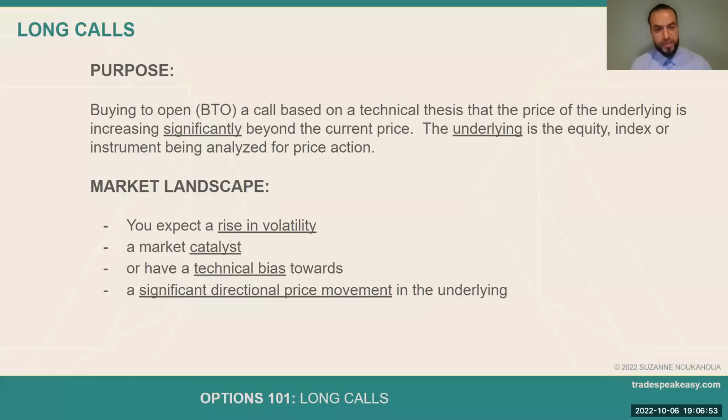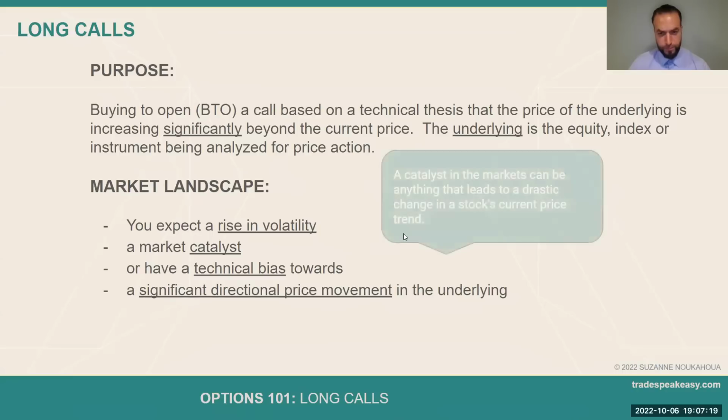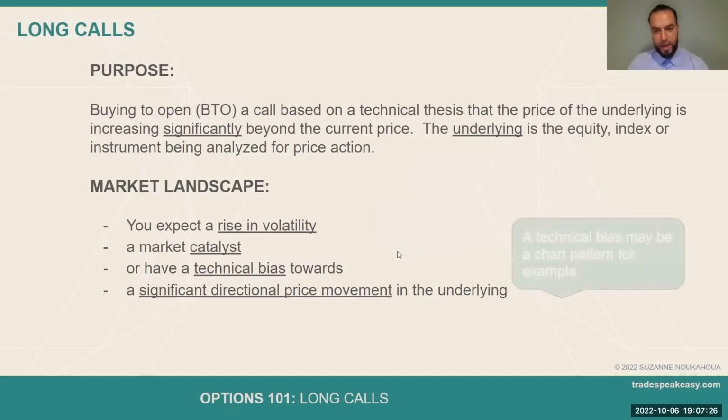You might expect a market catalyst or have a technical bias towards a significant directional price movement in the underlying. Today, when we talk about our SPY example, I'm going to make it just a very simple chart-based technical bias that might have caused the trader to want to trade SPY and go long by purchasing a long call on SPY. All right. A catalyst, of course, in the market can be anything that leads to a drastic change in a stock's current price trend. And a technical bias may be a chart pattern, for example.